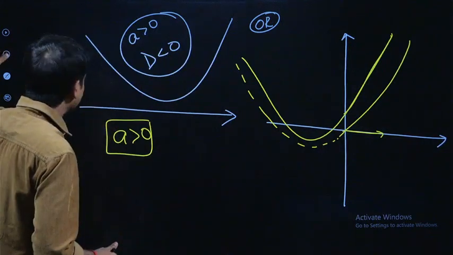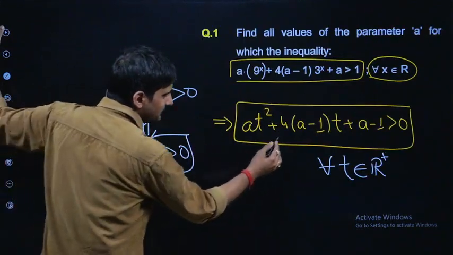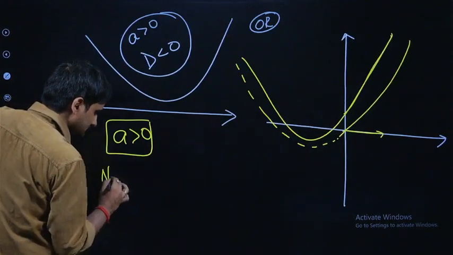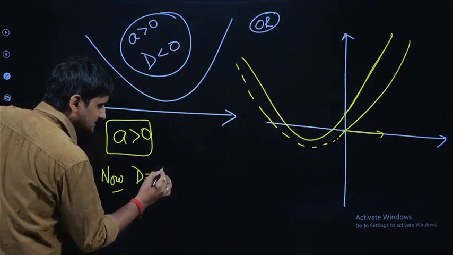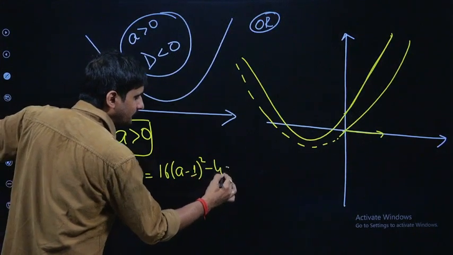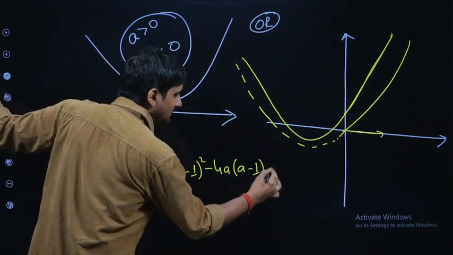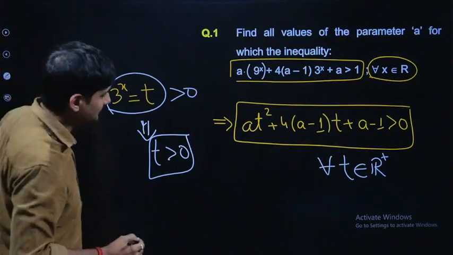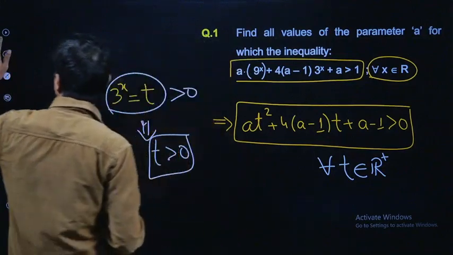Now let's get D here. So D will be b square minus 4ac. So now D is b square, 16 times (a minus 1) whole square, minus 4a times (a minus 1). This should be negative. I think that's what we will get here: 16 times (a minus 1) whole square minus 4a times (a minus 1), right?